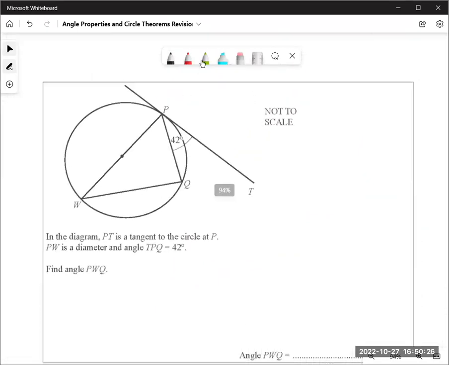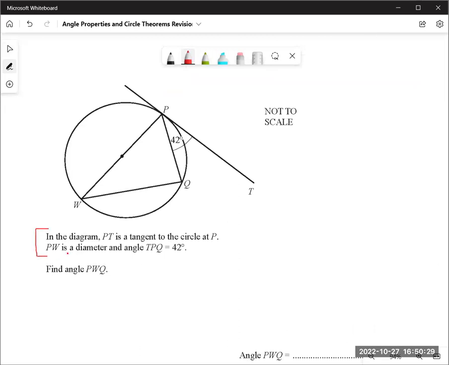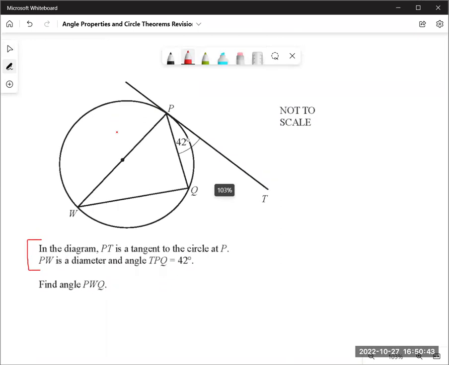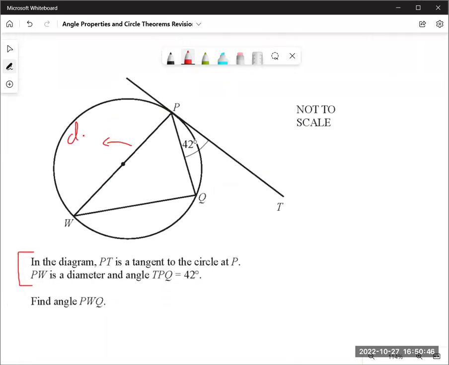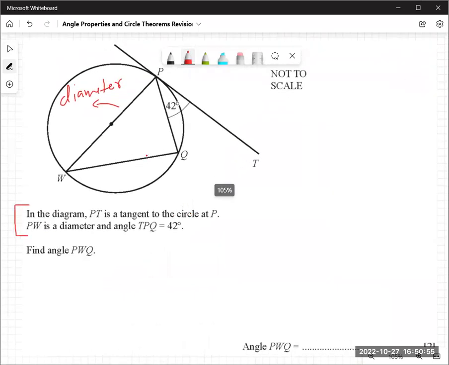Look at this question. Niranjana, read the question. In the diagram, PT is a tangent to the circle. PW is diameter and angle PQ is equal to 40. So they're telling that PW is our diameter. Okay. Well, fine. But how does that help me? I still have no clue. They're asking you to find this angle, PWQ.